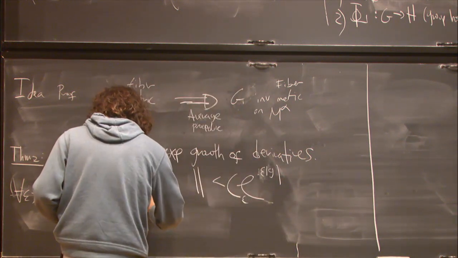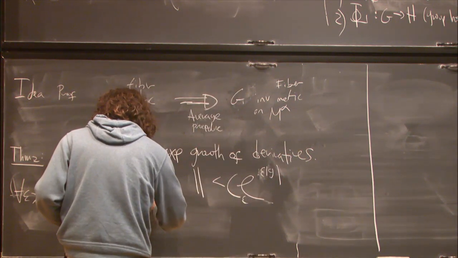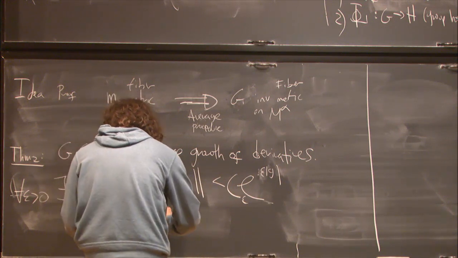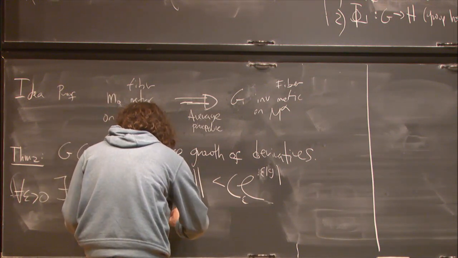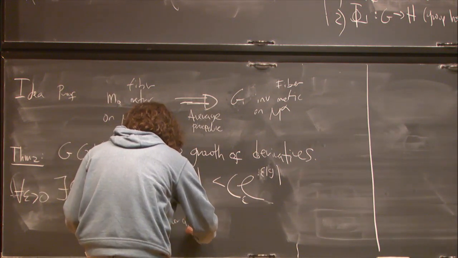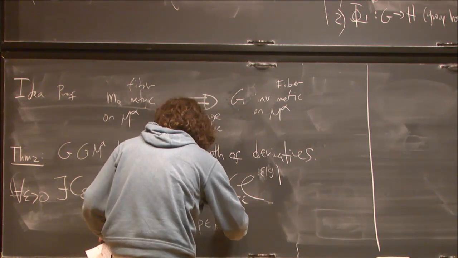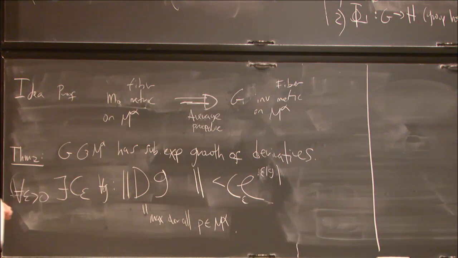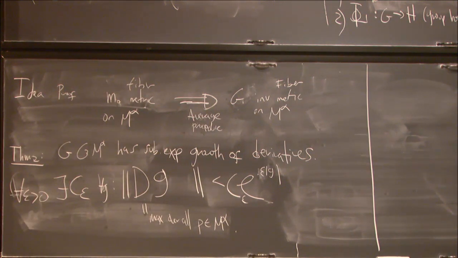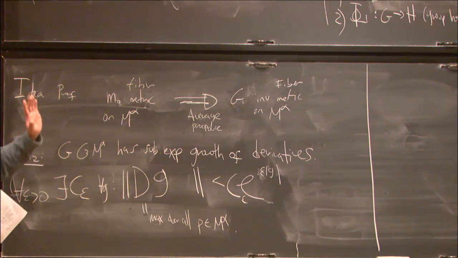And here this is the max over all P in M alpha. Okay? So if you want to keep this simple, just think that instead of the action of SL_n C, you just have an action of G, of SL_n R.